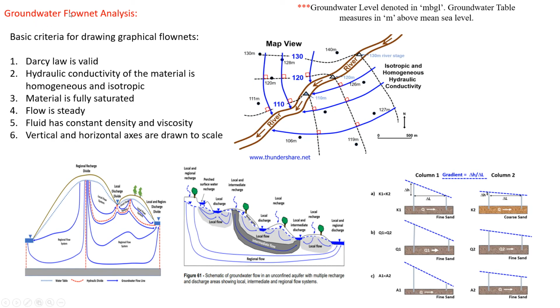When you do groundwater flow net analysis, the main important thing is that when you construct the flow net, Darcy's law should be valid. You should check whether Darcy's law is valid in your region or not. Hydraulic conductivity of the material is assumed homogeneous and isotropic; I will explain that in the next slide. The material is fully saturated, flow is steady, the fluid has a constant density and viscosity, and the vertical and horizontal axes are drawn to scale.